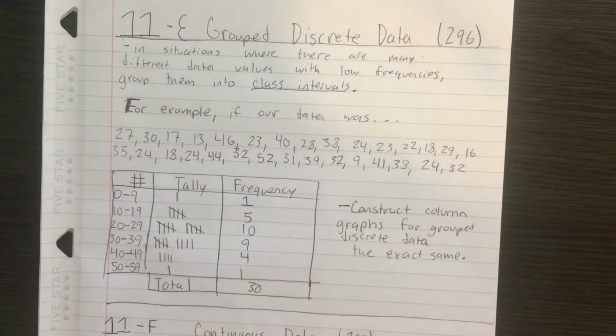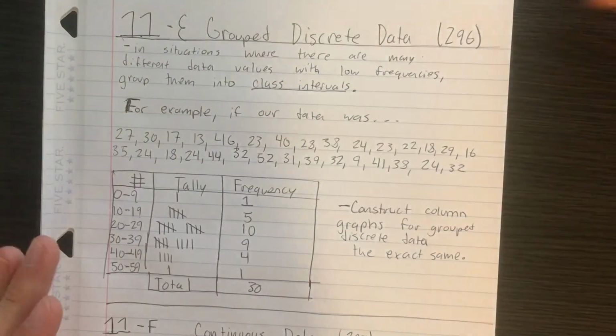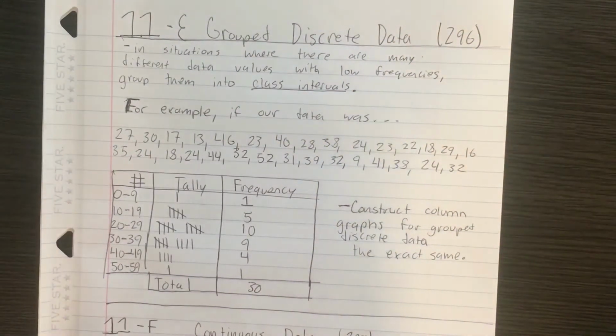And so all of this, the frequency table looks the same. The grouped discrete data, the column graph, the bar graph looks the exact same. It is just the interval that is different. So I'm not going to spend a whole lot of time going over anything from 11E. It is basically 11D, just with intervals instead.